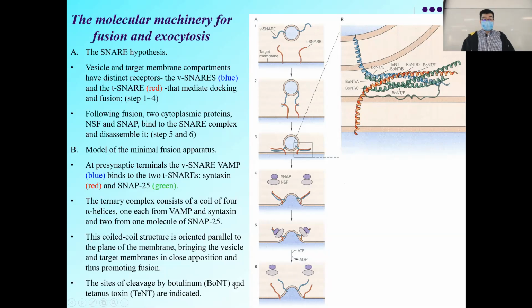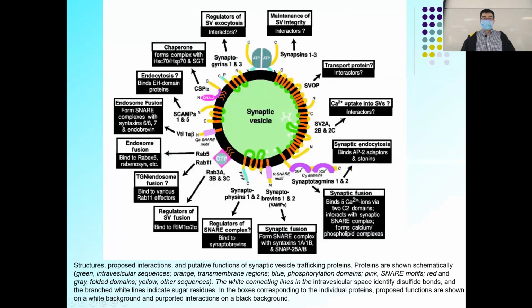As I mentioned about the botulinum toxin or tetanus toxin, they actually affect this process. Some of those toxins target the membrane proteins over there. Now, as I mentioned, the vesicle is not just a simple two-membrane structure.